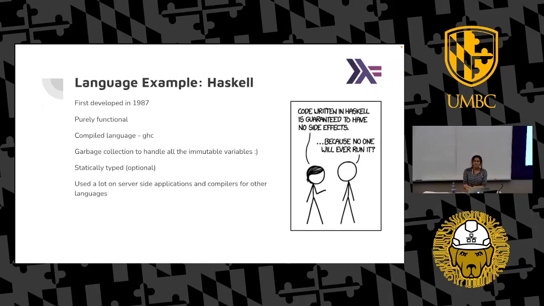An example of this is Haskell, first developed around 1987. It is purely functional, as I said, so everything I said in the previous slide holds for Haskell in most of its entirety. It's also a compiled language. The compiler is GHC. It has garbage collection because, again, all the variables are immutable, and that causes problems if you don't get rid of them. And it's also statically typed, well, optionally statically typed. Statically typed means you have to specify if something is an integer or a boolean or a string or something like that. It's used a lot for server-side applications and even the creation of compilers for other languages. It's kind of nuts.